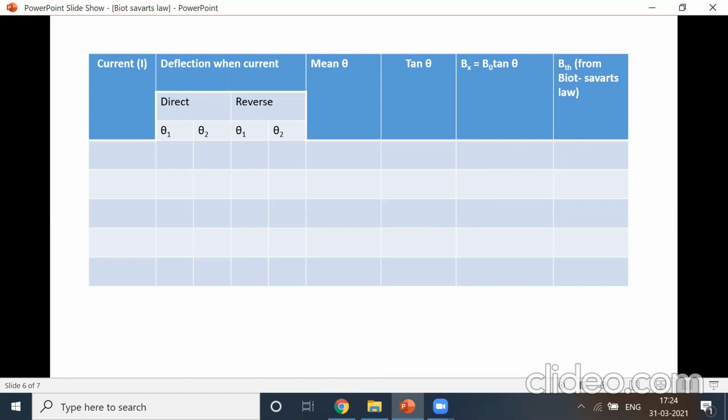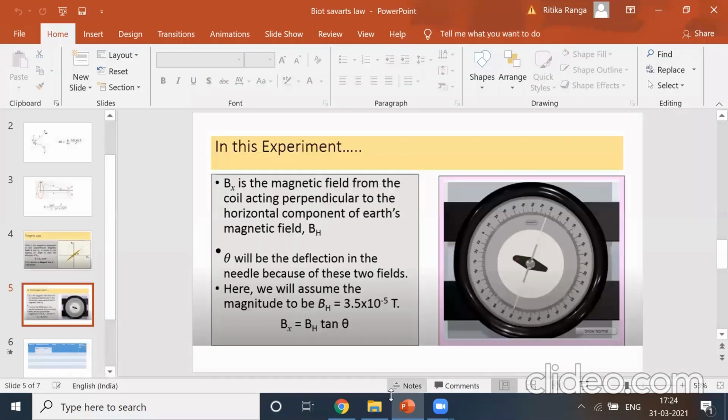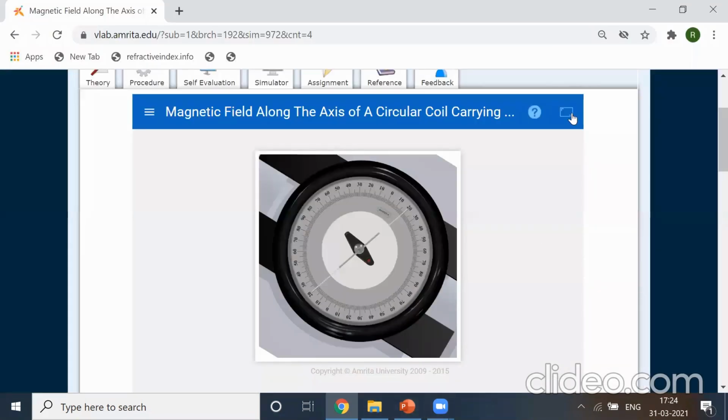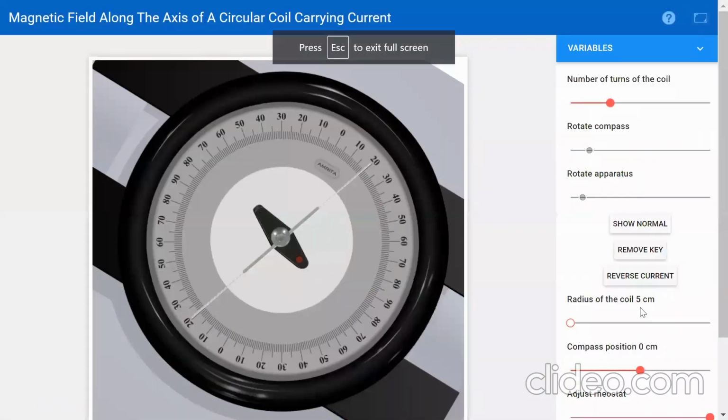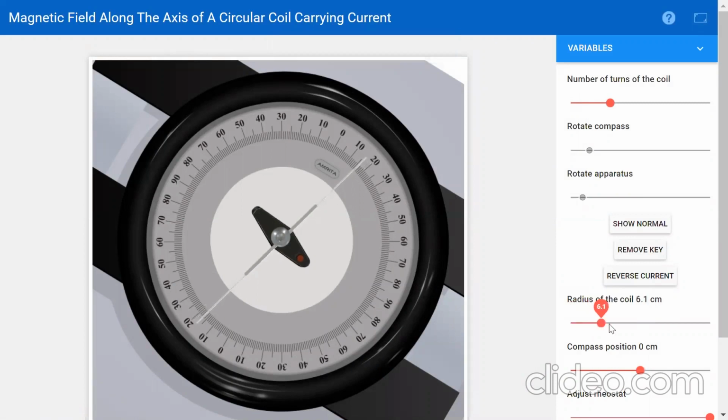Similarly, we can calculate for the radius of the loop. We can also change the radius of the loop. We see there is a very negligible change. Note down all the values of the radius and the corresponding deflection of the needle.